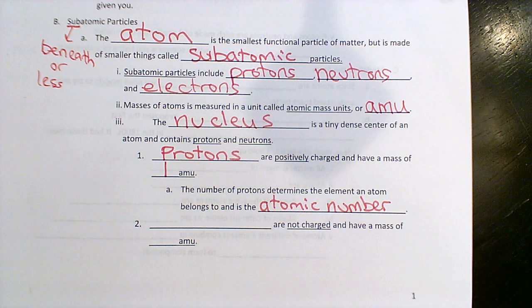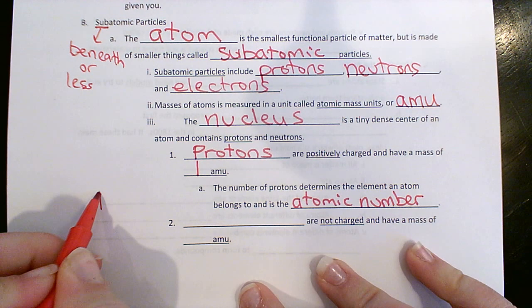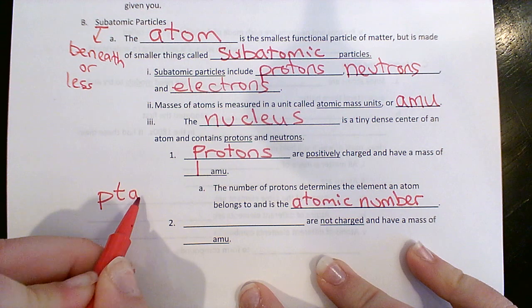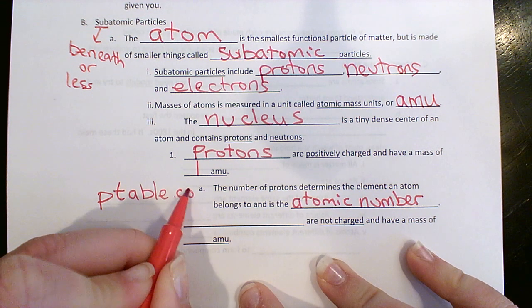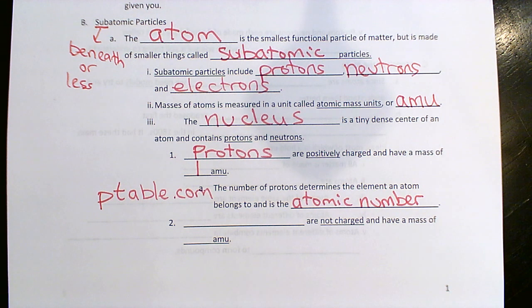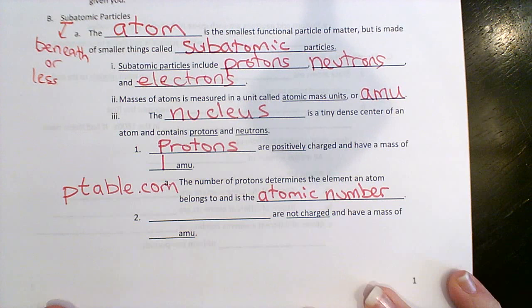Okay, before I even go on any further, in your physical science books, there is a periodic table, I think it's on the inside cover or the back cover, or you can always find one online. One I like, really easy to find, is just ptable.com, and it's really interactive and useful.